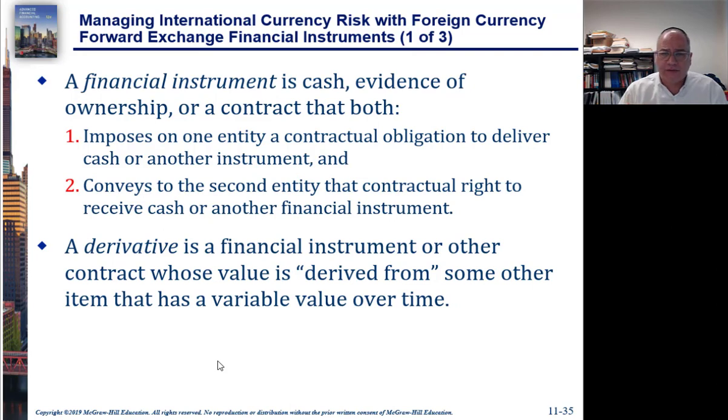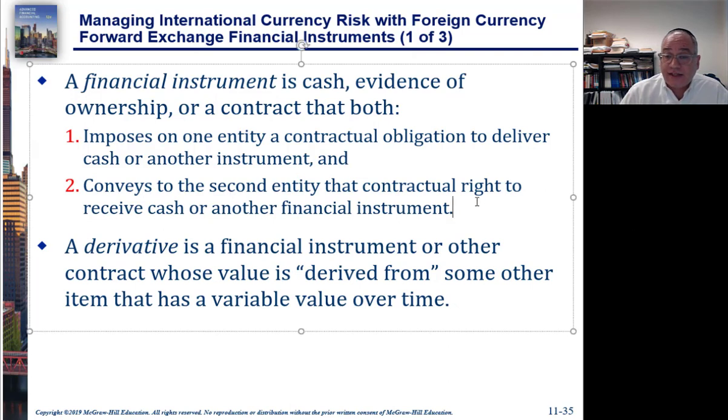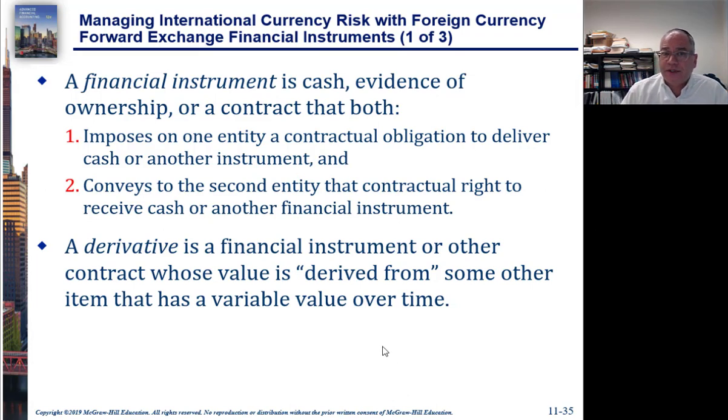And again, let's go through it very carefully. Cash, we know what cash is. Cash is a financial instrument by definition. Stock, evidence of ownership, or a contract that imposes on one entity a contractual obligation to deliver cash or another instrument and conveys to the second entity that contractual right to receive cash or another financial instrument. So whenever we talk about financial instruments, the definition is actually very, very broad. And it could include debt and equity.